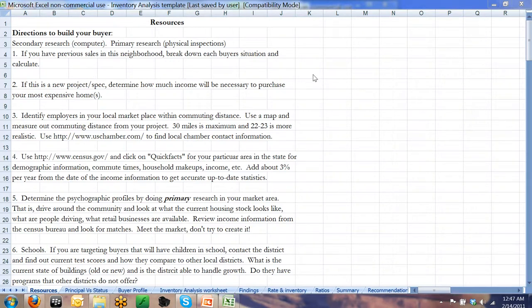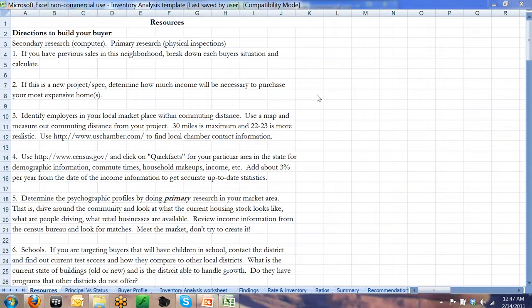Meaning, where did they work? What were their age ranges? Did they have children? What sort of cars were they driving? Anything that was important about their particular situation. Number two, if this is a brand new project, maybe it's potentially a spec, determine how much income will be necessary to purchase your most expensive home.